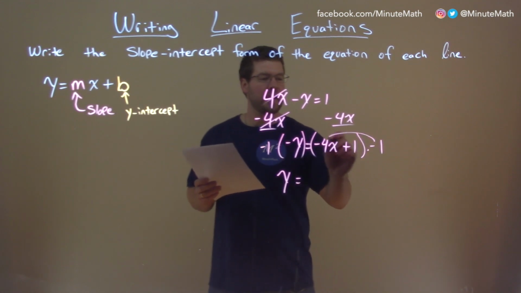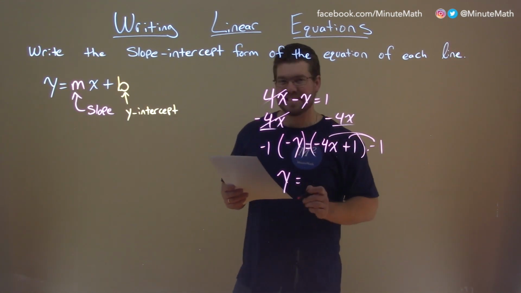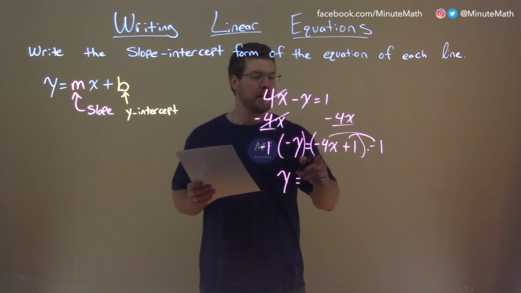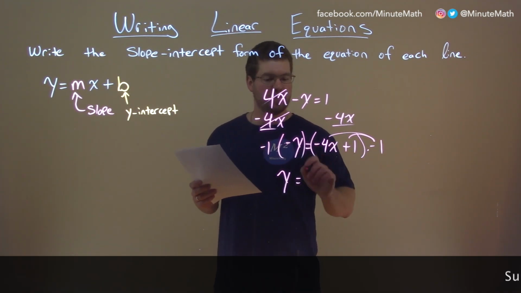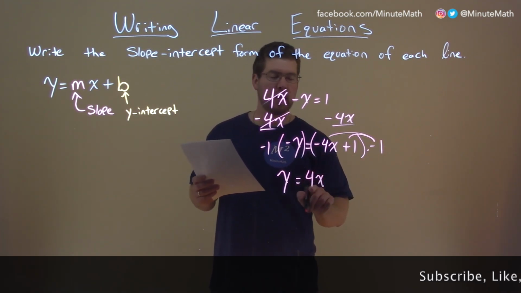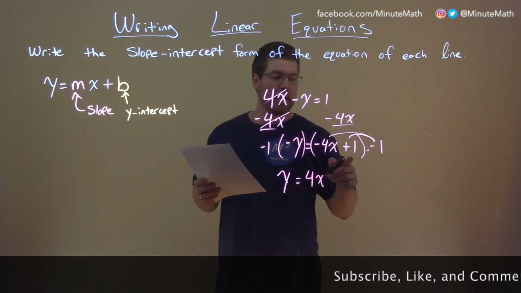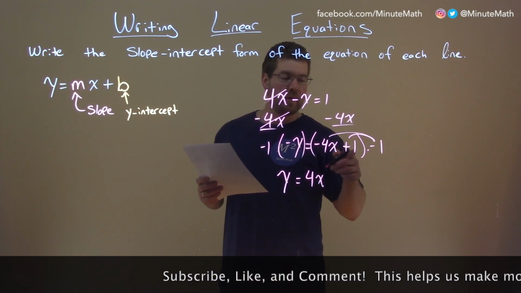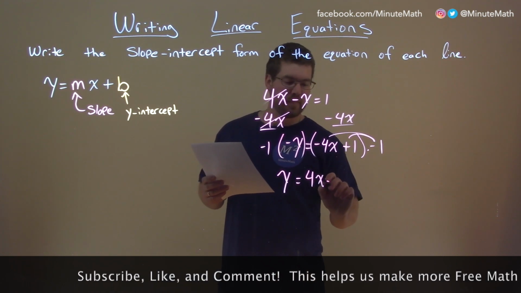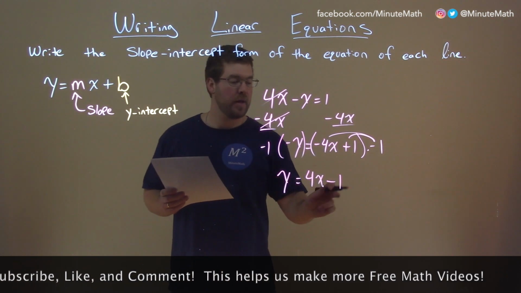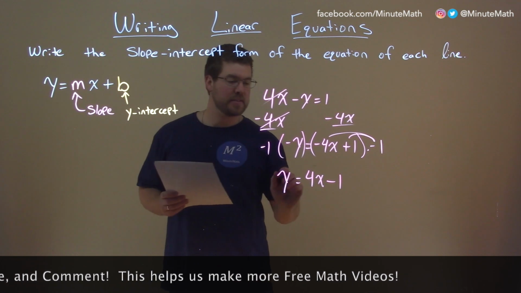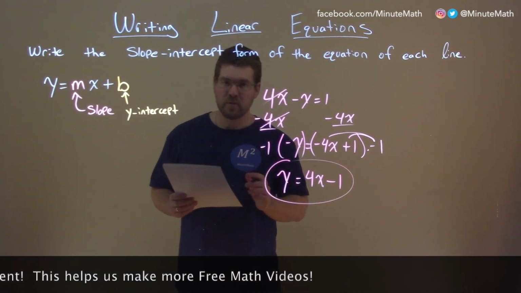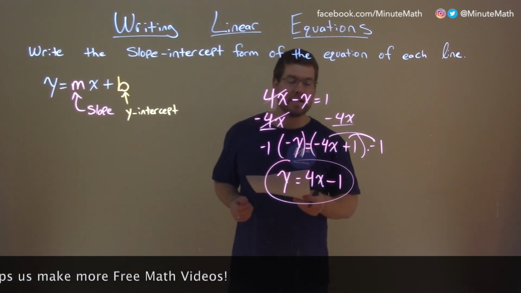Now distribute that negative 1 to both parts inside the parentheses. Negative 4 times negative 1 is a positive 4. Positive 4 is our slope. And be careful, a lot of students stop and just bring down the plus 1. Negative 1 times positive 1 is a negative 1. We subtract that 1 there. Negative 1 is our y-intercept. And there we have our answer. Y equals 4x minus 1.